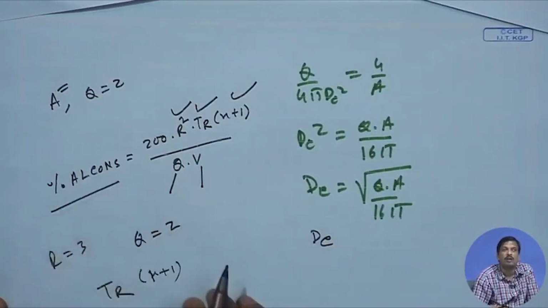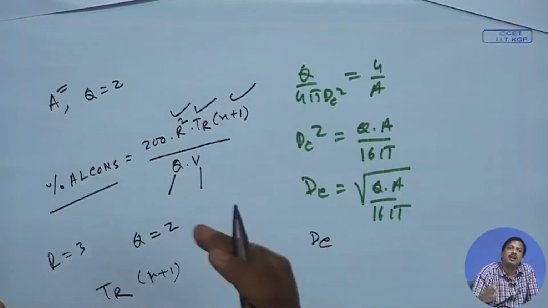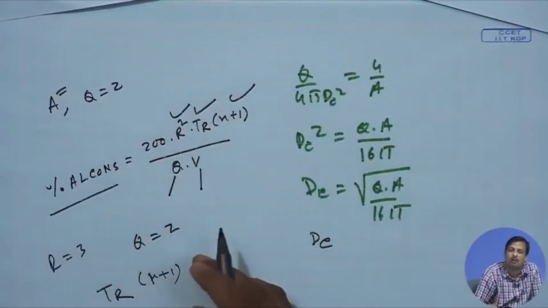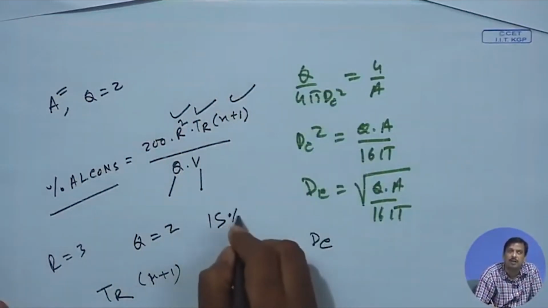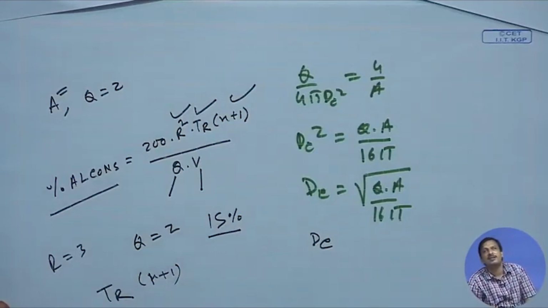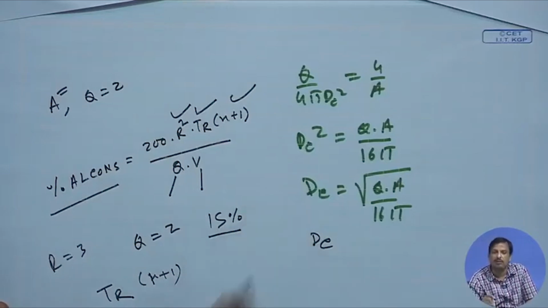So, I can calculate the percentage alcohol. And if I comment on your percentage alcohol, if it is above 15%, I can say this is not a good room for speech intelligibility. Okay, I can calculate the percentage alcohol.